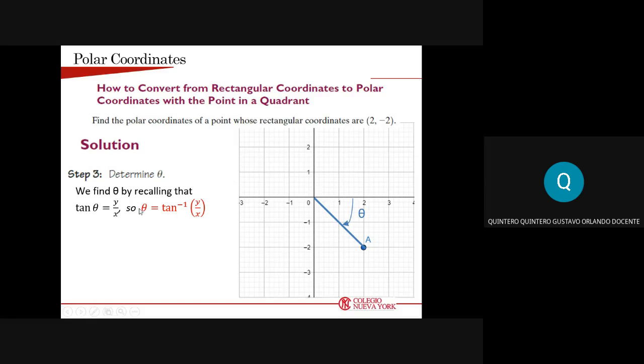This is the formula now. The one in red. Go ahead and write it down, please. Theta is going to be the tangent inverse. This is how you read this stuff, guys. The inverse tangent of y over x. You can also read it as theta is the tangent to the -1 of y over x. Or you can also read it as theta is the arc tangent of y over x.